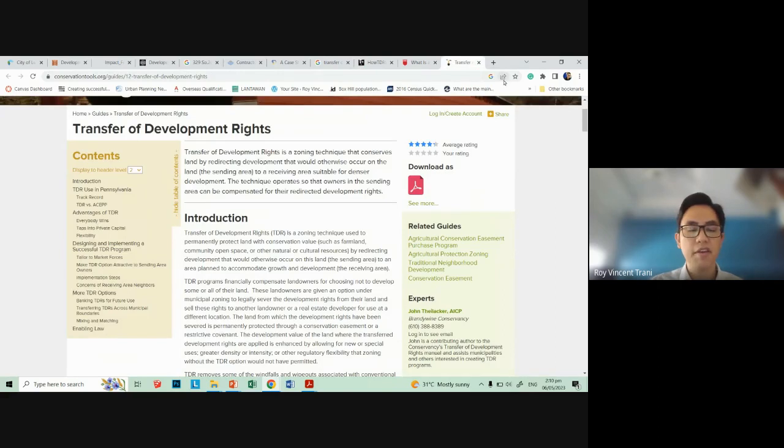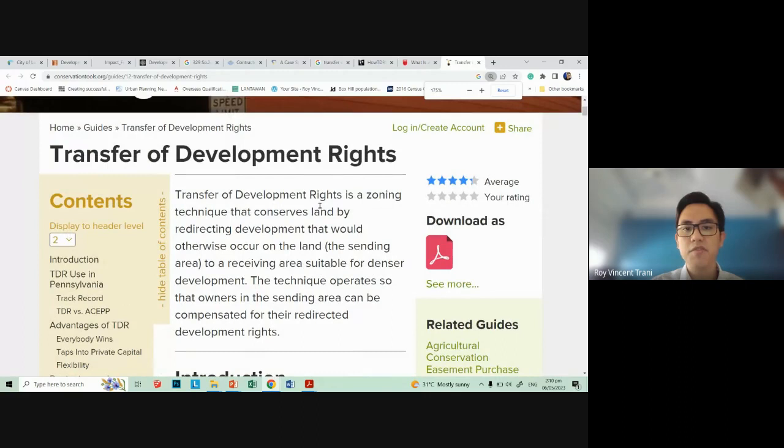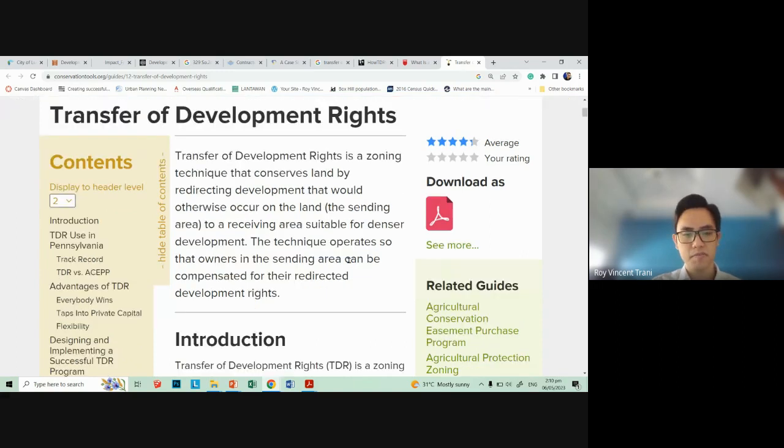So here is another definition of transfer development rights. Transfer development rights is a zoning technique that conserves land by redirecting development that would otherwise occur on the land, the sending area, to a receiving area suitable for denser development. This technique operates so that owners in the sending area can be compensated for their redirected development rights.